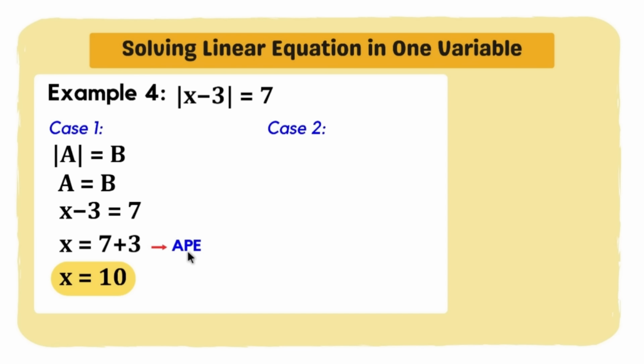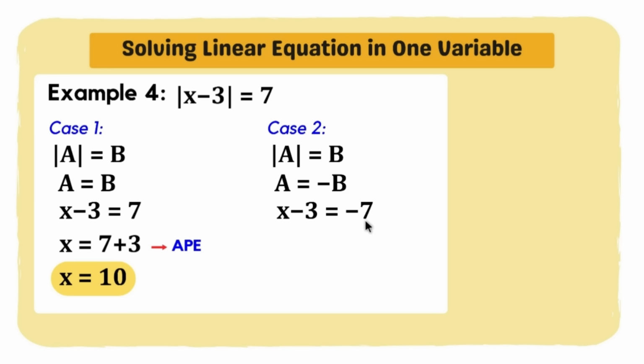Another case, however, is what if yung absolute value ni A is negative? Okay? Paano pag negative naman si B? Okay, dalawa po kasi yung case niyan. So A is equal to negative B. So we have here x minus 3 is equal to negative 7. Alright, so negative yung ating value.